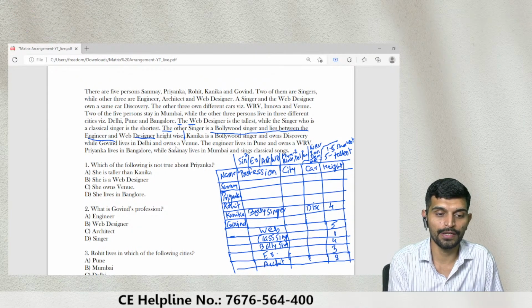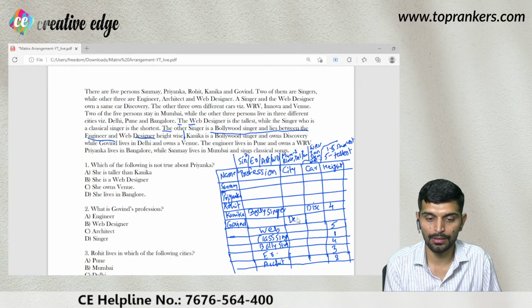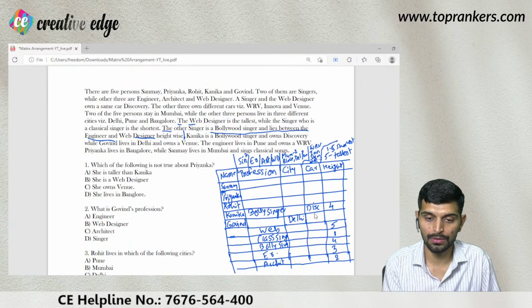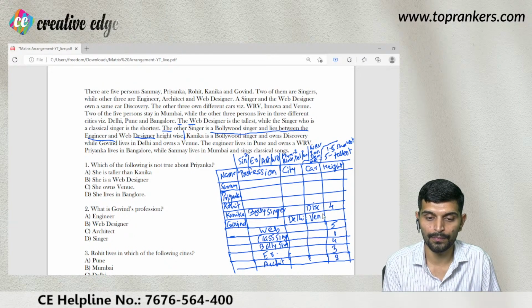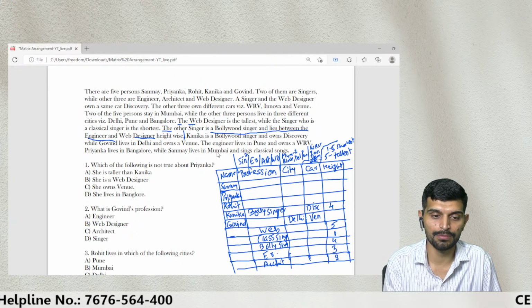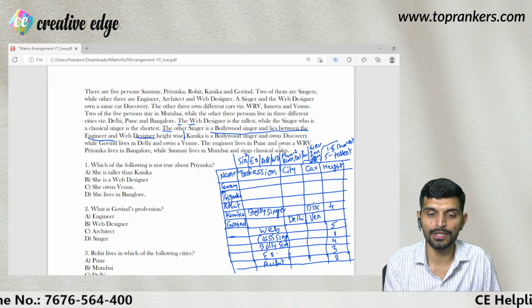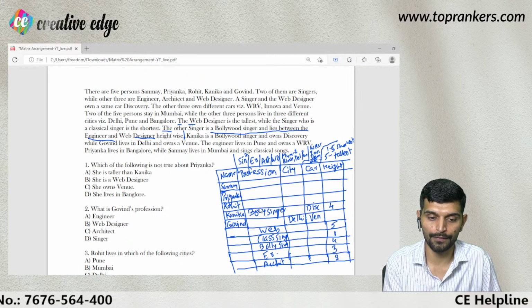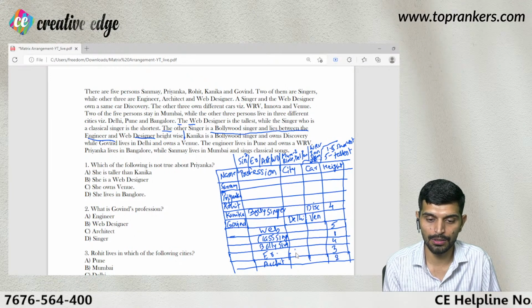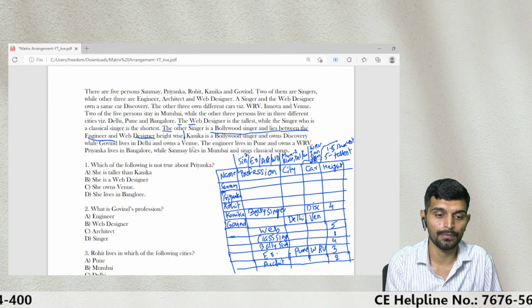While Govind lives in Delhi, owns venue. Govind lives in Delhi, owns venue, right? So venue we have noted. Discovery: out of two discoveries, one discovery has been mentioned on the table. The engineer lives in Pune and owns WRV. So engineer lives in Pune, owns WRV, right?